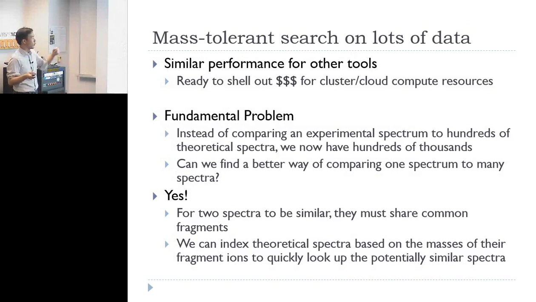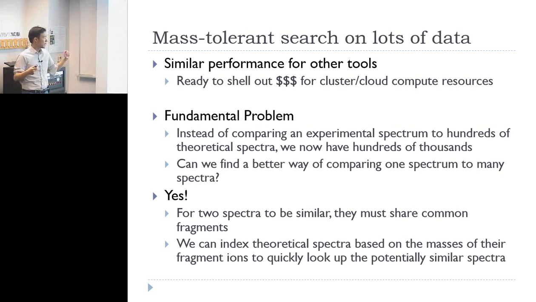So we were ready to shell out the money for cluster or cloud compute, but we started thinking, what's the fundamental problem? Instead of comparing that one experimental spectrum to hundreds of theoretical spectra when we use that narrow filter, we're now comparing that one spectrum to potentially several hundred thousand or millions of theoretical spectra. So is there a better way of doing this? And the answer is yes.